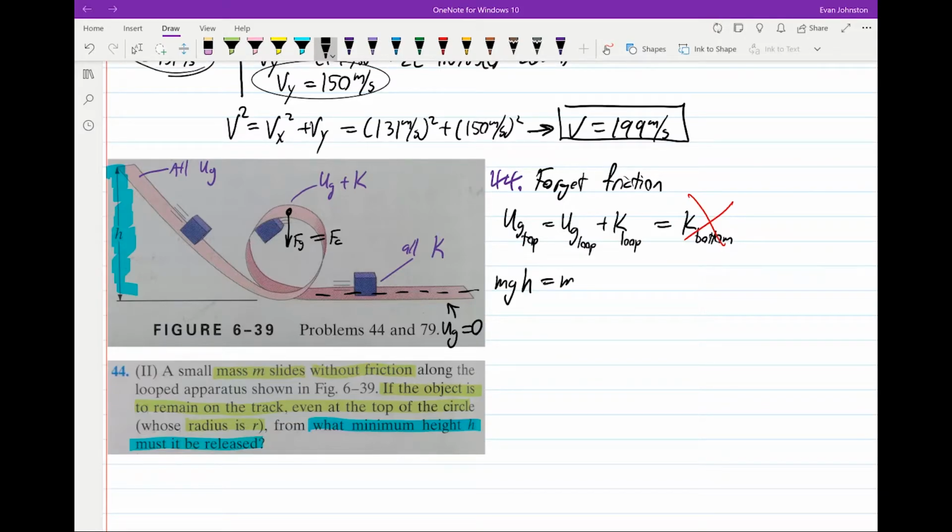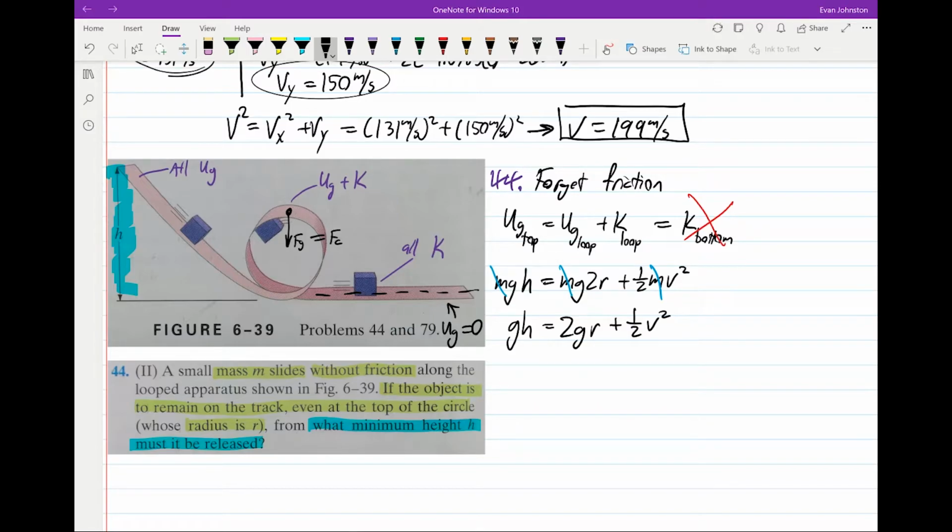And now I have mg, and what is the height when it's up here? Well, we're told it has a radius r. So if it's up at the top of the loop, it's gone up not one radius, but 2 radii, right? So I'd have 2r here, and then plus 1/2 mv squared. And so nicely enough, we can cancel the m's on each of these. Now we have gh is equal to 2gr plus 1/2 v squared, okay?